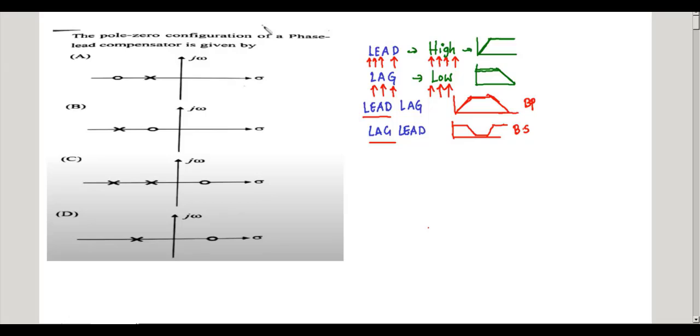What is a lead compensator? What is a lag compensator? What is a lead lag compensator? What is a lag lead compensator? If one mark comes, you have to answer this. Okay, you have to answer this.